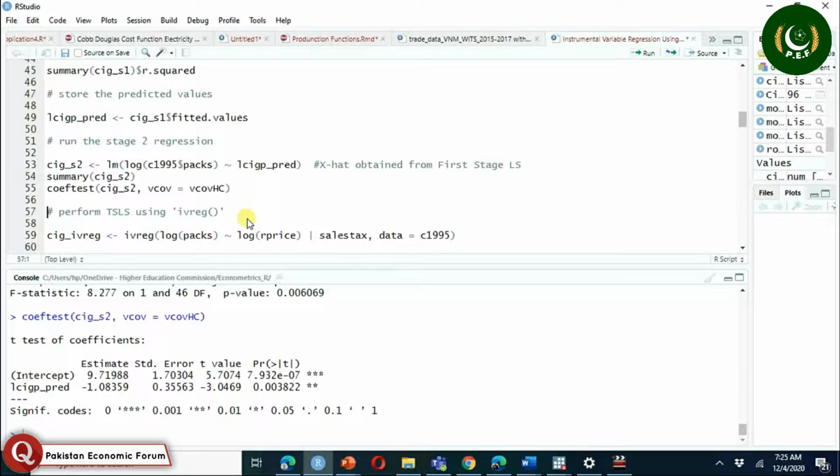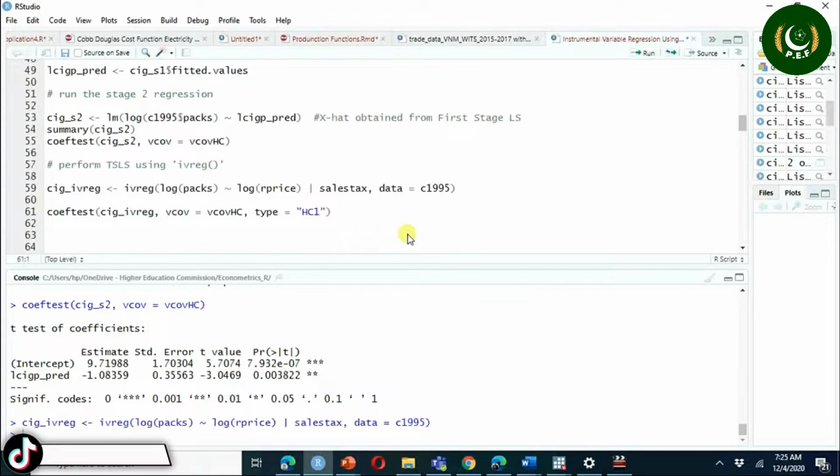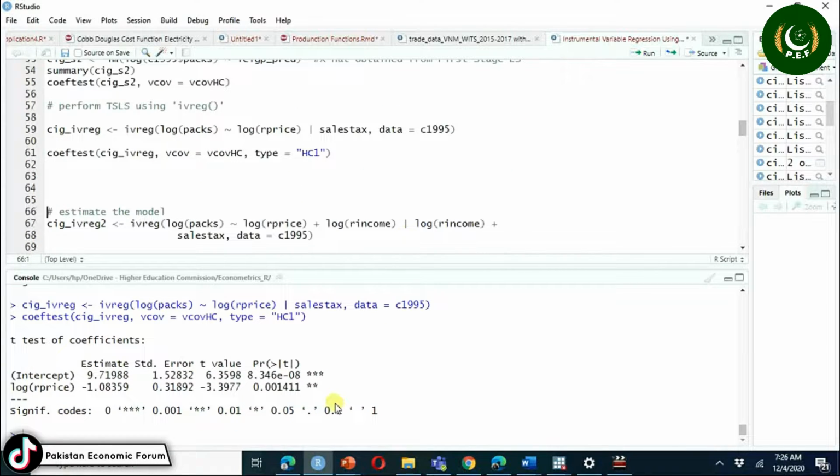Another way is to run this directly. What's that? IVREG, just like Stata. I am going to regress log of consumption of cigarette on log of price. This vertical line, sales tax, means this is an instrument for data. What is data? Where we have only 1995 data. So now you have this summary. Again, this is minus 1.08.